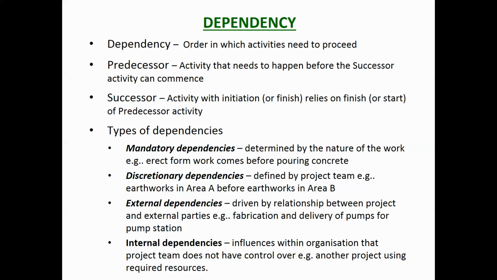Another dependency is an external dependency. It's driven by external parties. So that's usually when they can supply their services or supply their materials. So a subcontractor may not be able to come on site until April, whereas you'd like them to come in on March. So you'd need to rejig the works to match that.